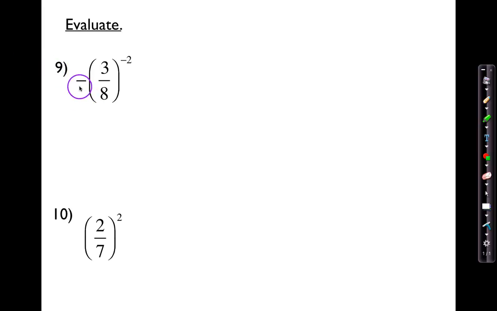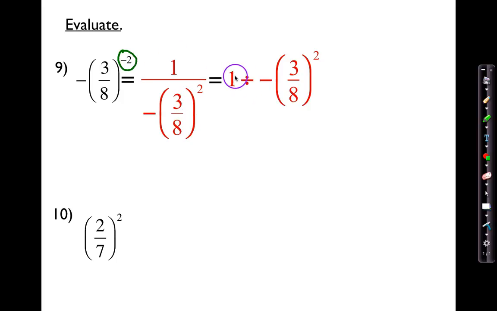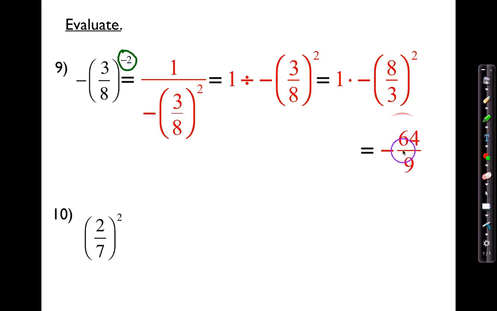Number 9, here it's the opposite of 3/8 raised to the negative second power. Since it's a negative exponent, we're going to do repeated division, so it's 1 over the opposite of 3/8 squared. Notice even the way that I read it, it's different. Here I would say the opposite. Now if it was on the inside, I would say negative 3/8. So keep that in mind. I'm going to rewrite this as 1 divided by the opposite of 3/8 squared. This can be rewritten as 1 times the reciprocal, so 1 times the opposite of 8/3 squared. I'm going to do exponents first: 8/3 squared is 64/9. Taking the opposite of that would be negative 64/9, times 1 is just negative 64/9.